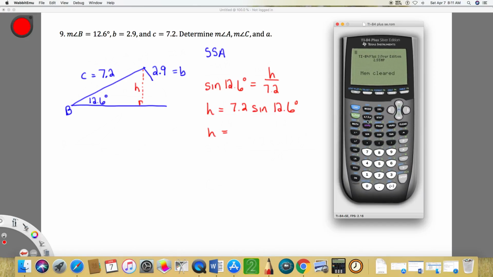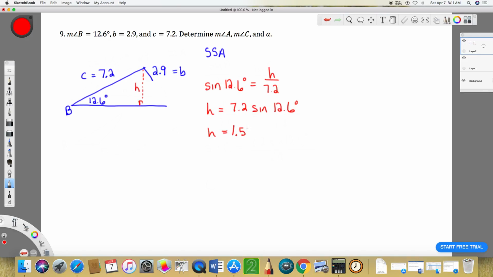So let's take 7.2 times the sine of 12.6. Now, wait a minute. I forgot to check if I was in degrees or radians. By default, when you reset the memory on the calculator, it goes to radians. So yeah, 1.57. So this 2.9 definitely covers that distance.